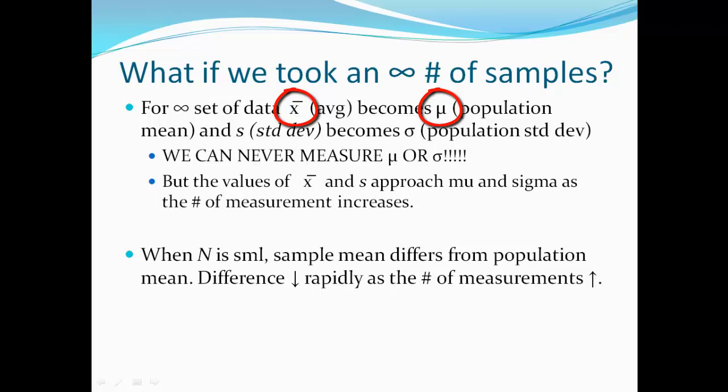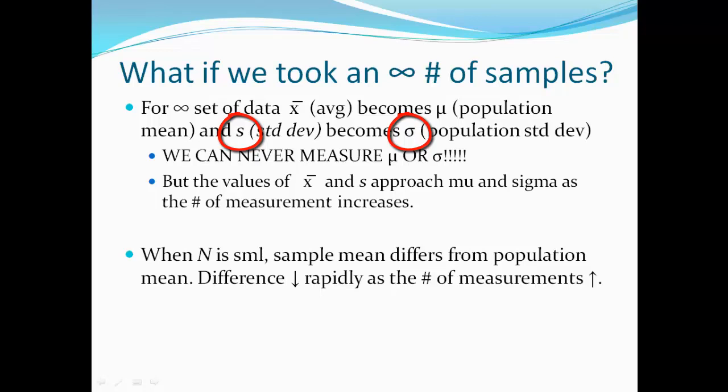So if you had an infinite number of samples, now that average, which is the x with the bar, becomes another symbol. The x becomes mu, which is called the population mean, and the standard deviation, S, is for a limited sample, but when it approaches infinity, it becomes sigma, which is called the population standard deviation or the true standard deviation. So this is all that's changing, is that as we approach infinity, these symbols turn into different symbols because they're actually approaching the true value of the measurement.